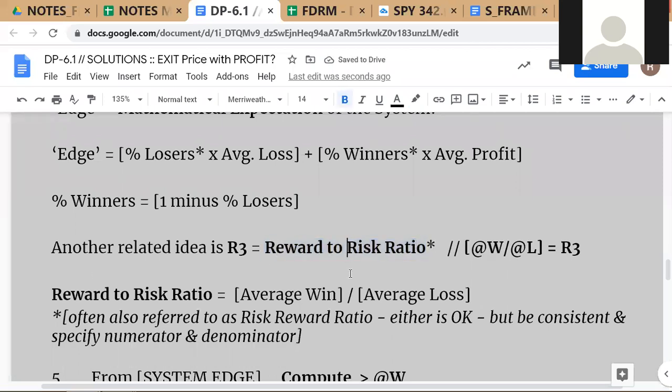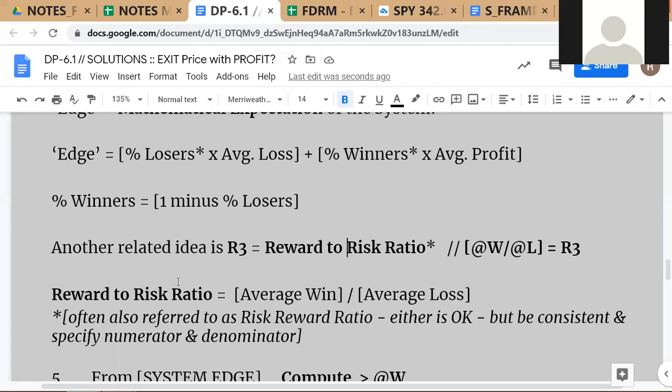Many people call it a risk reward ratio, more commonly referred to as risk reward ratio. Doesn't matter what you call it. If it's risk reward, then you have to put average loss on top, average win at the bottom. But I prefer to call it reward to risk because I think it's more meaningful that way. So in that case, you put the average win on top and the average loss at the bottom.